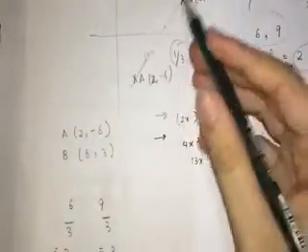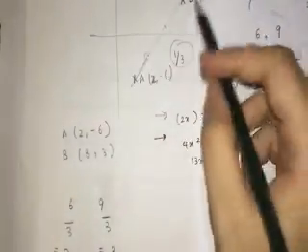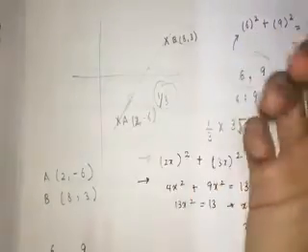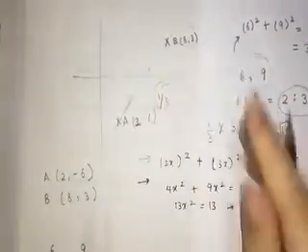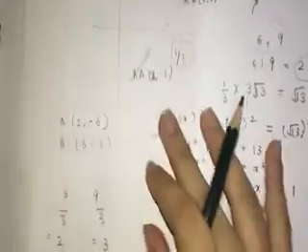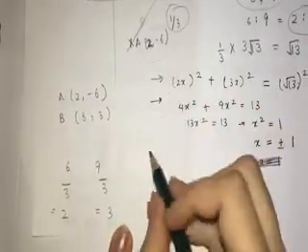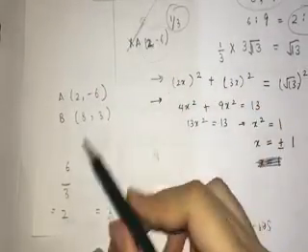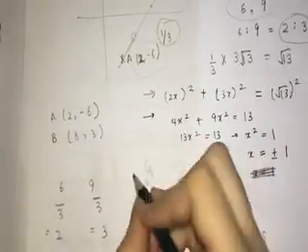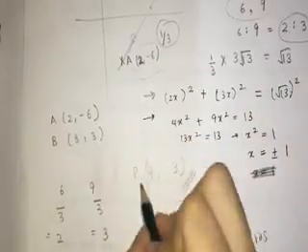Since we have to find the coordinate of P, we can either subtract from B or add to A. I prefer adding to A. So I'm going to add 2 to this 2, which is 4, and add 3 to minus 6, which gives minus 3. And this is our final coordinate answer for P.